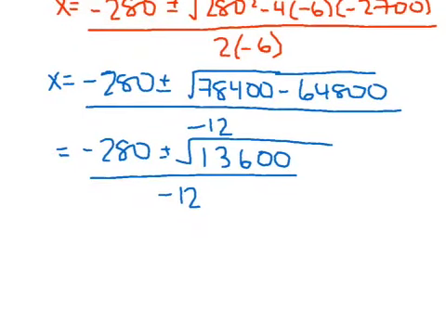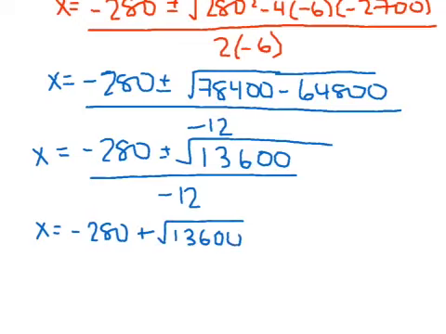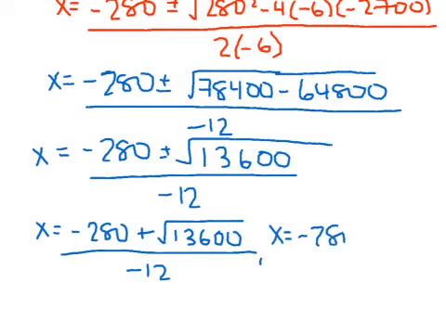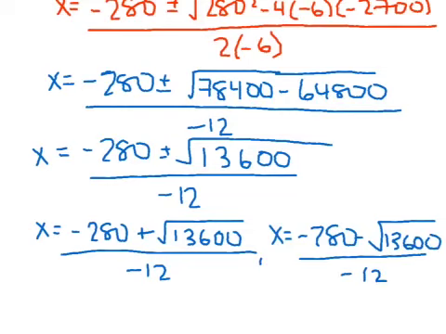Now, at this point, because it's a real-world situation, we actually want to evaluate what these values are going to be. We don't want to leave a square root, right? Because we're looking for the cost per roll. So leaving it as a square root doesn't really make sense. So we are going to evaluate, which means we're going to do x equals negative 280 plus the square root divided by negative 12. And we're going to do x equals negative 280 minus this square root divided by negative 12. So we're going to do that computation in our calculator.